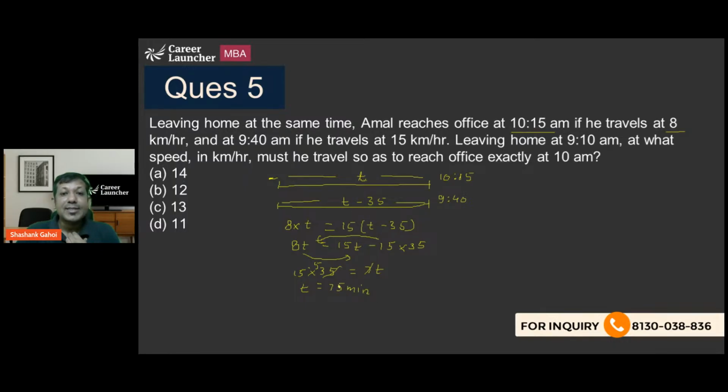So what is the distance I can say? Distance is going to be speed, that is 8, into time, 75 minutes. So I'm going to convert it into hours, 75 by 60. So that is going to be 5 by 4.